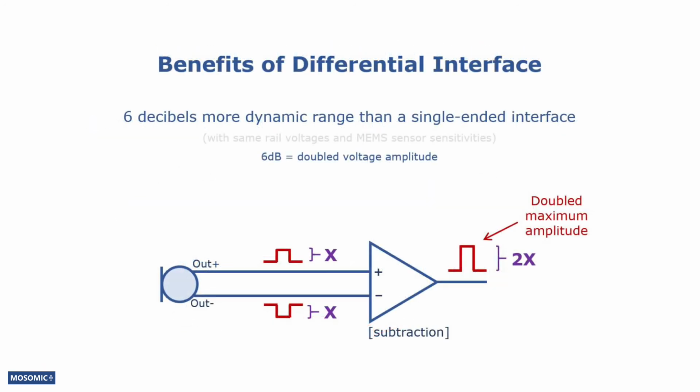Thanks to its configuration, a differential interface also offers 6 dB more dynamic range than a single-ended interface when the rail voltages and MEMS sensor sensitivities are the same. This means that the maximum voltage amplitude is twice the amplitude of a single-ended interface. This enables increasing the maximum signal level of a microphone system without the need to increase the rail voltage of the signal line, enabling the capturing and transmission of higher sound pressure levels.